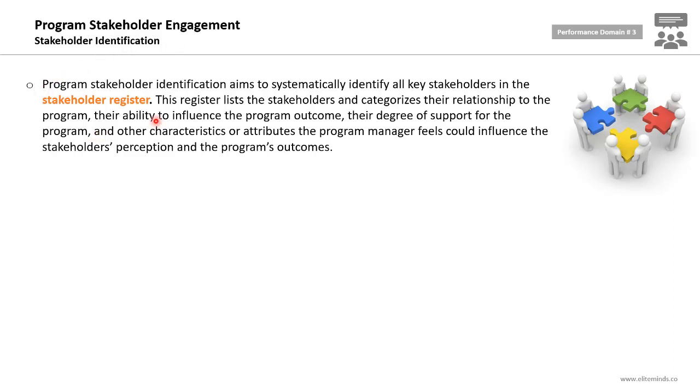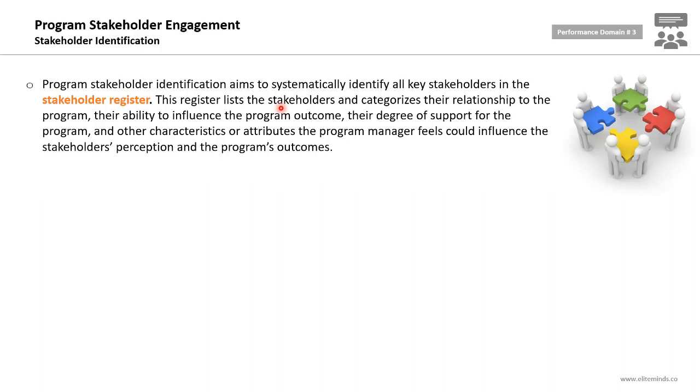This register lists the stakeholders and categorizes the relationship to the program, their ability to influence the program outcome, their degree of support for the program, and other characteristics or attributes the program manager feels could influence the stakeholders' perception and the program's outcomes. So this is the information that should exist in a stakeholder register as a minimum. However, you can add a lot of other attributes as relevant from the program manager perspective.